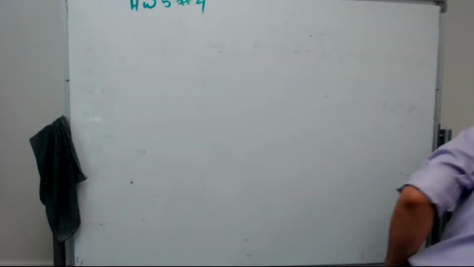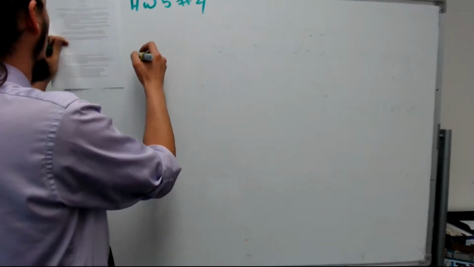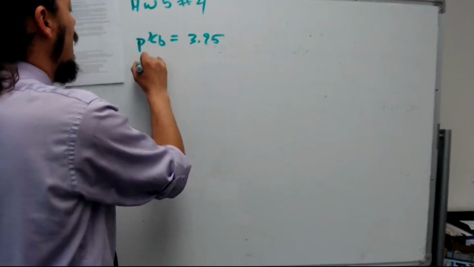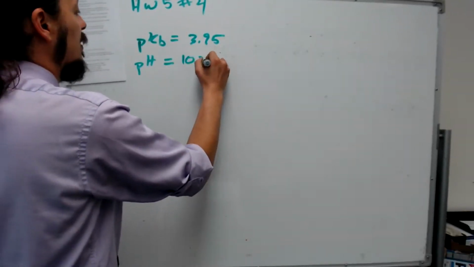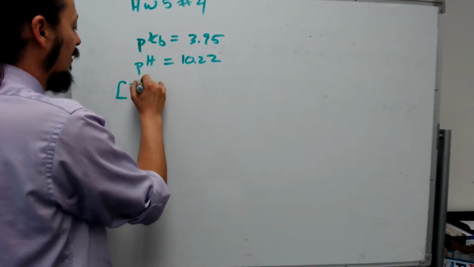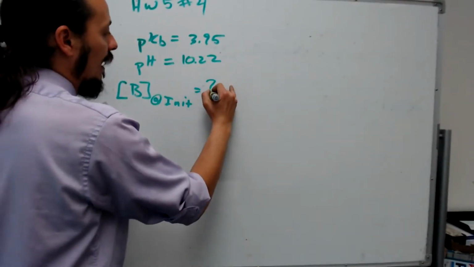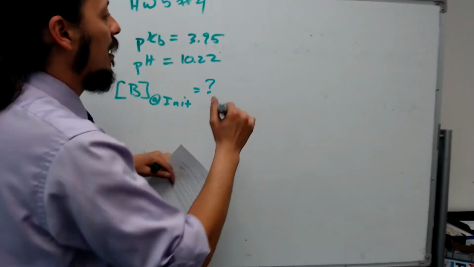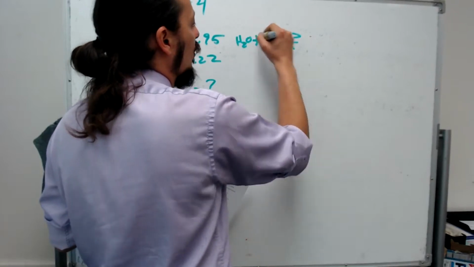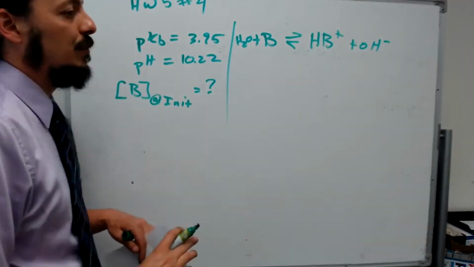Okay. So we've got a solution that's basic. The pKb is given as 3.95, and the pH is given as 10.22. We're asking what's the concentration of base initially. If we set up a weak base situation, we have the base plus H2O goes to HB plus OH minus. I like to use this equation when I'm looking at weak bases.